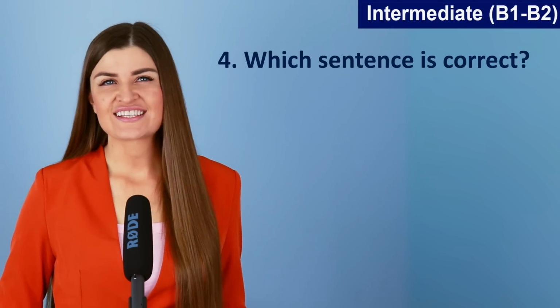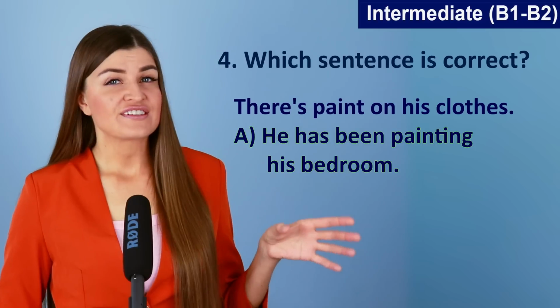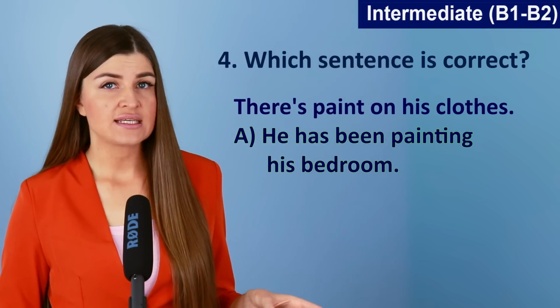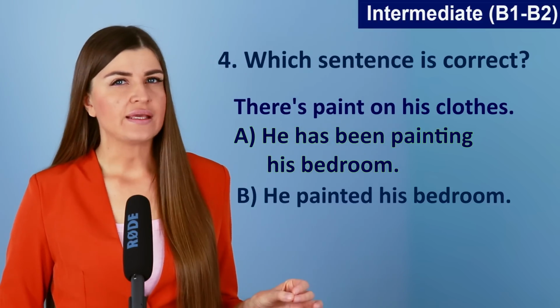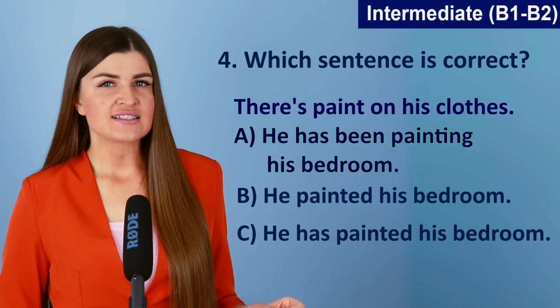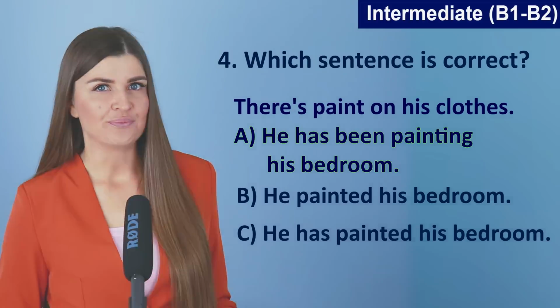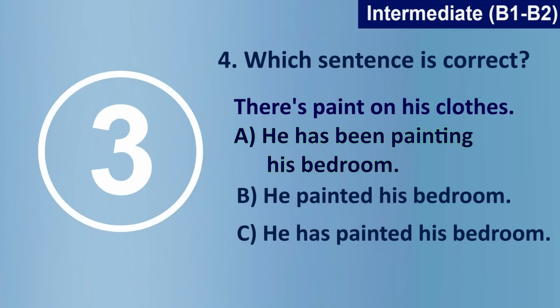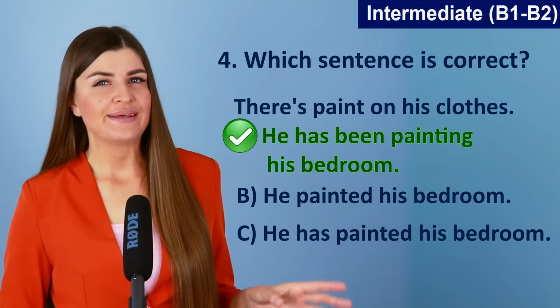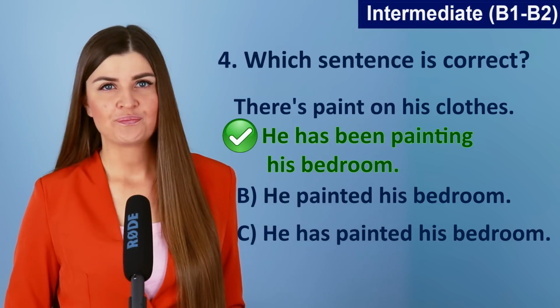4. Which sentence is correct? There is paint on his clothes. A. He has been painting his bedroom. B. He painted his bedroom. C. He has painted his bedroom. The correct option is A. He has been painting his bedroom.